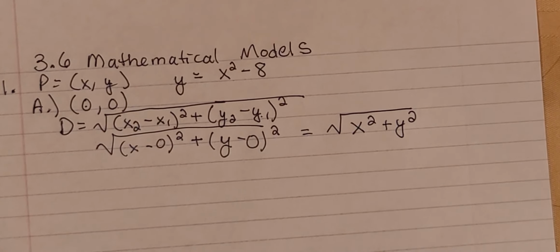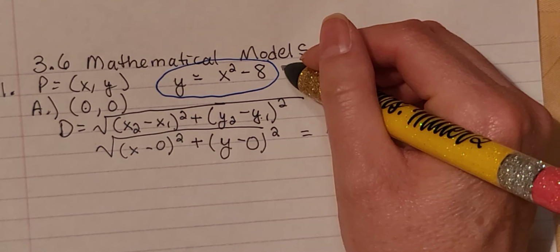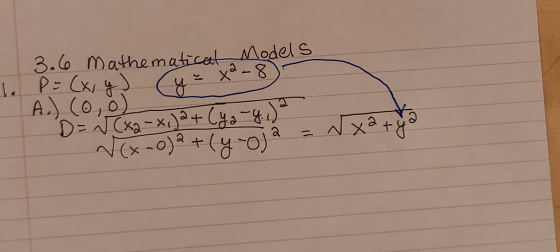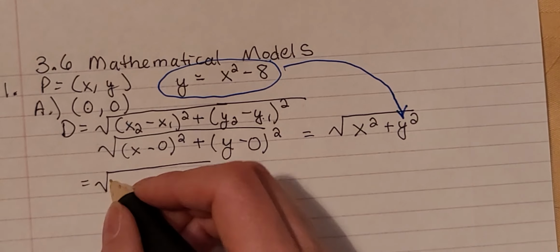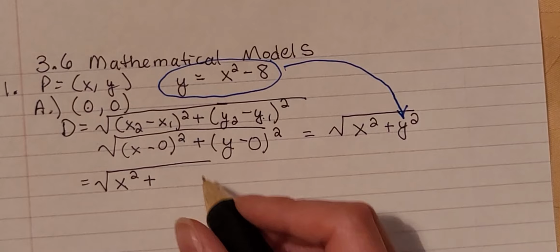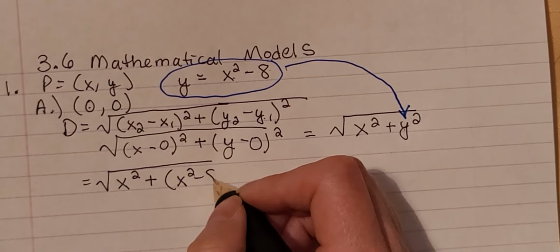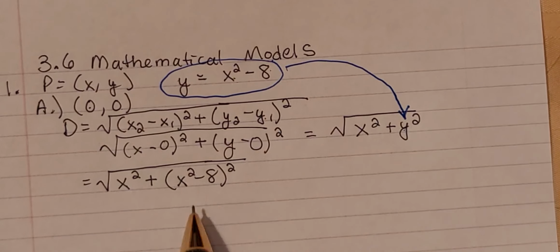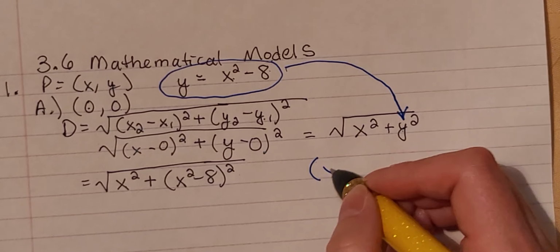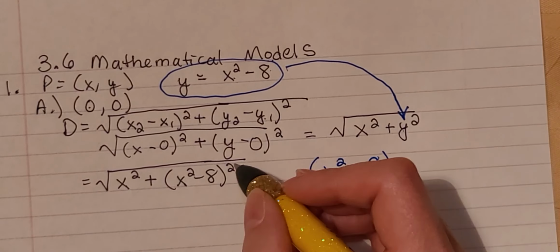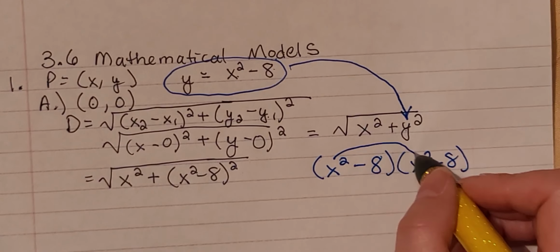Now that is not the answer, so what we need to do is take this and plug it in for the y. We need to substitute that in. So what we're looking at is x squared plus, and instead of y, we're going to use x squared minus 8, squared. Then we need to rewrite that out twice because the exponent here is 2, and you're going to have to FOIL this.